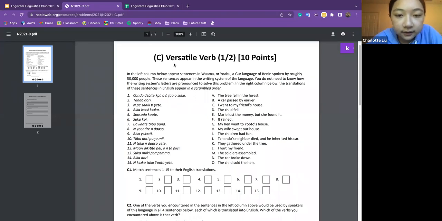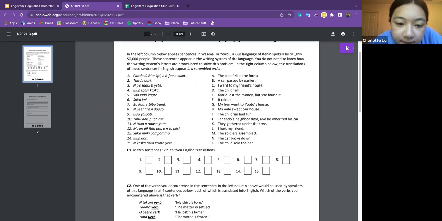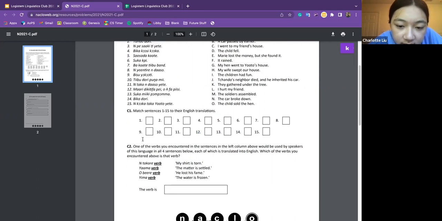Okay, so Versatile Verb. In the left column below appear sentences in Wama or Yobu, a language of Benin spoken by roughly 50,000 people. These sentences appear in the writing system of the language. You do not need to know how the writing system's letters are pronounced to solve this problem. In the right column below, the translations of these sentences in English appear in a scrambled order. So the first part is to match these 15 sentences to their English translations. You fill it out here. I'll send you a PDF of this in the chat.